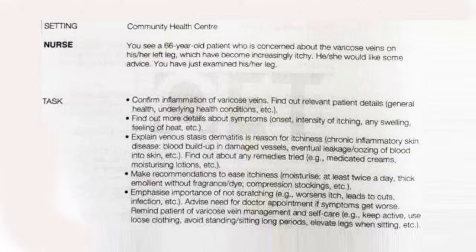And avoid prolonged standing and sitting. These are major risk factors that cause varicose veins. And whenever you are sleeping or sitting, try to elevate your legs. This facilitates venous return.